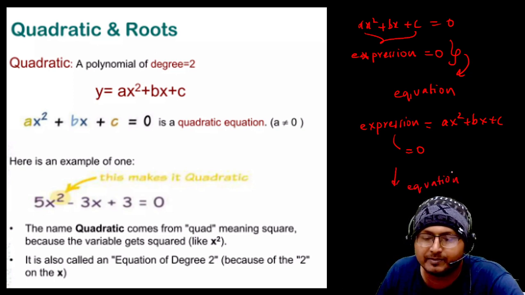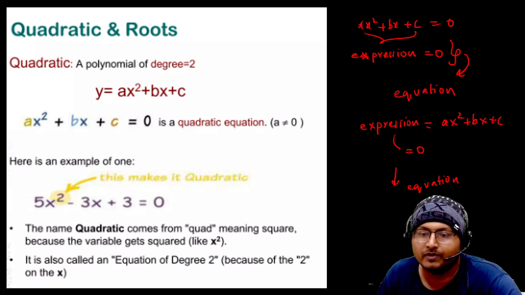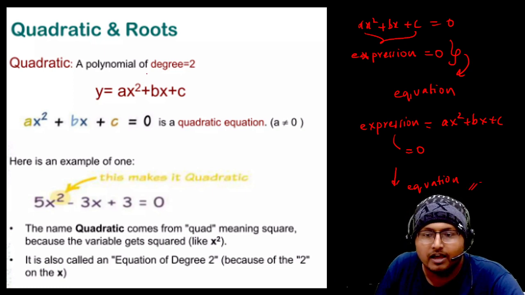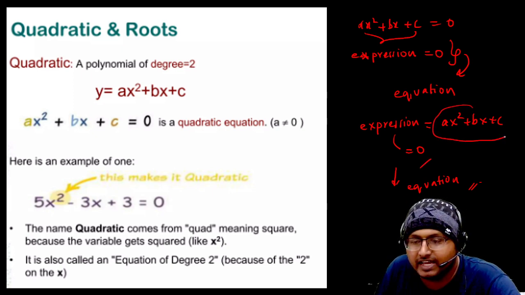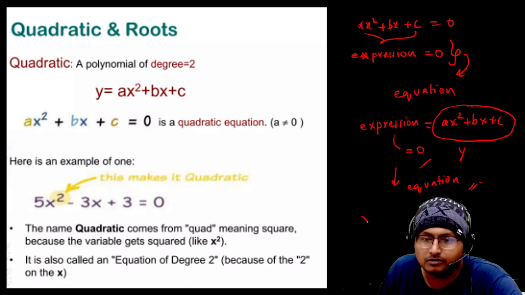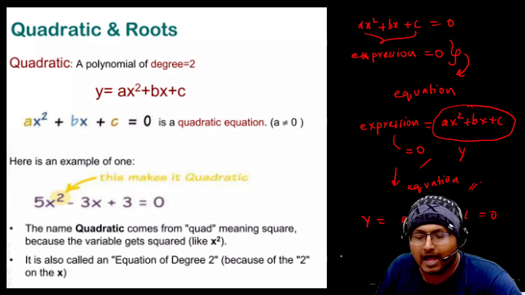Equation means what? You have to equate something with something, meaning this value will become equal to that value. Then it becomes an equation. If we take this expression as y, so y is equal to ax square plus bx plus c, equal to 0. Have you ever known what the equation y equal to x is? This is a linear equation, right? Yes, this is a linear equation.